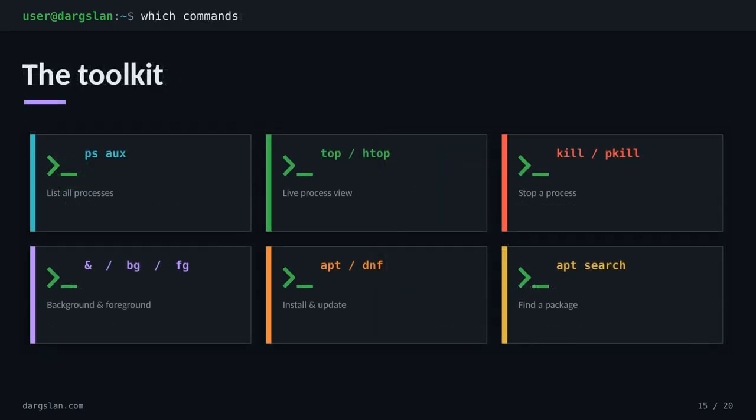And here's the whole toolkit on one screen. Basically, every command we've leaned on across this episode. On the process side, ps aux to list what's running, top or htop for a live view, and kill or pkill when something needs to stop. On the packages side, apt or DNF to install and update, and apt search to track down what you need, plus the ampersand, bg, and fg for juggling jobs between background and foreground.